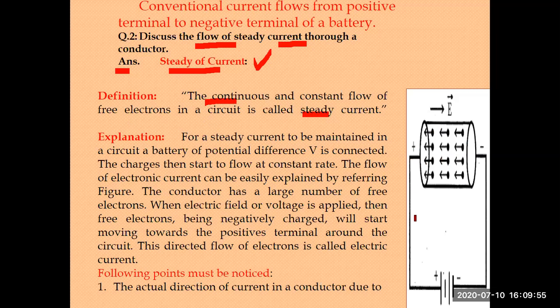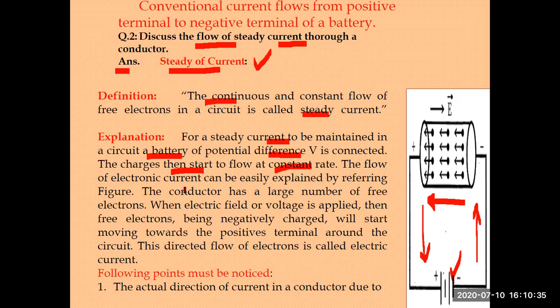We will discuss in detail what happens. For a steady current to be maintained in a circuit, a battery with a potential difference V is connected. The charges then start to flow at a constant rate. When the battery is connected to the circuit, the charges flow along this direction, from the negative terminal towards the positive terminal, and then come back to the battery.